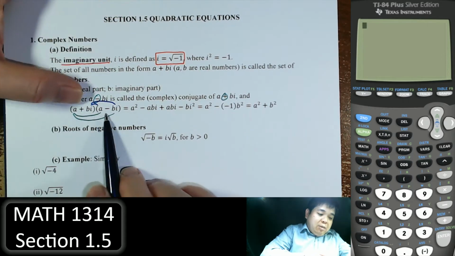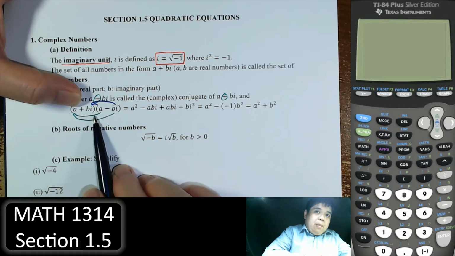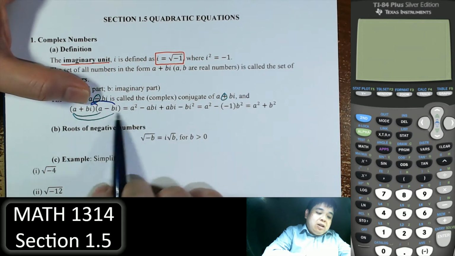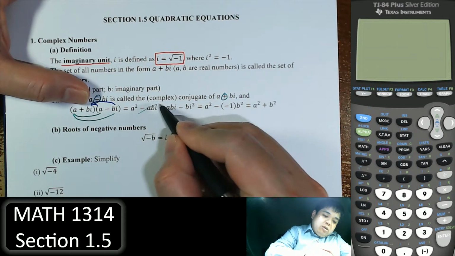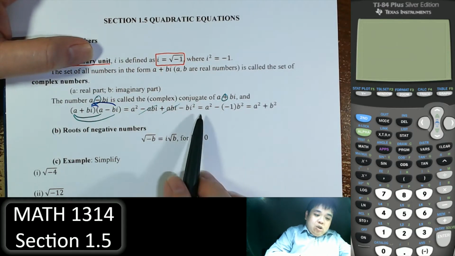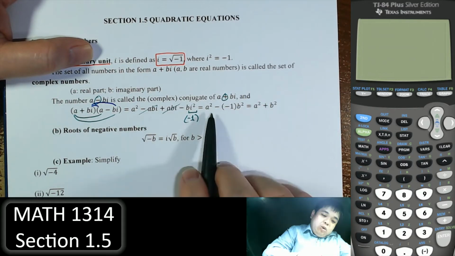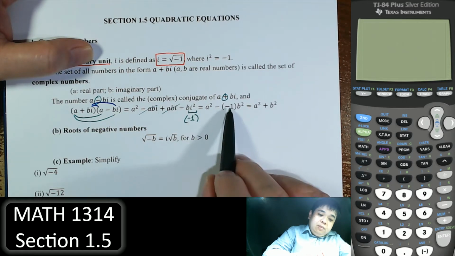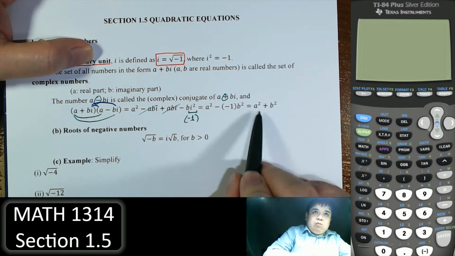So a times a is a squared, a times minus bi. We treat i as a variable and worry about its value later. So we multiply them out, and now combine like terms: minus abi plus abi, so these cancel out. And i squared is equal to -1. So with that we have a squared minus -1 for i squared, and then b squared minus -1, which is a plus.